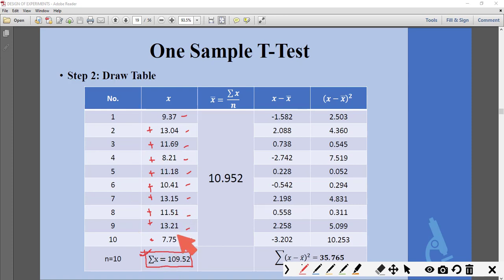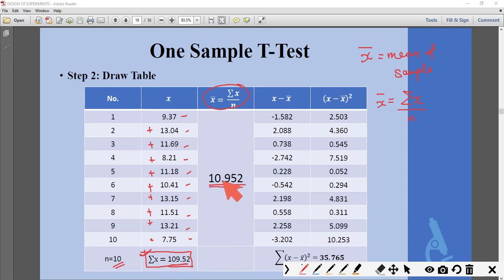Next, what do I have to do? I have to find the mean of the sample. X bar is the mean of the sample. How do we find the mean of the sample? Mean of the sample is equal to summation x divided by number of samples. So that is what we have done over here. Summation x is 109.52 divided by 10. Okay. So 109.52 divided by 10 gives you what?